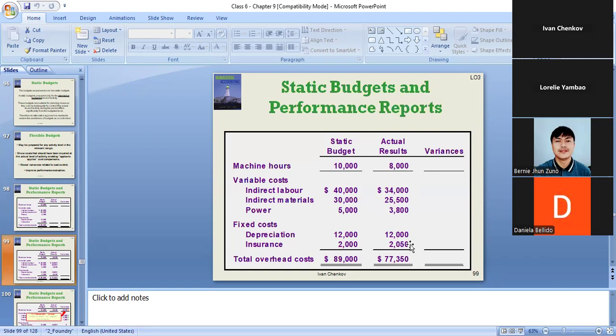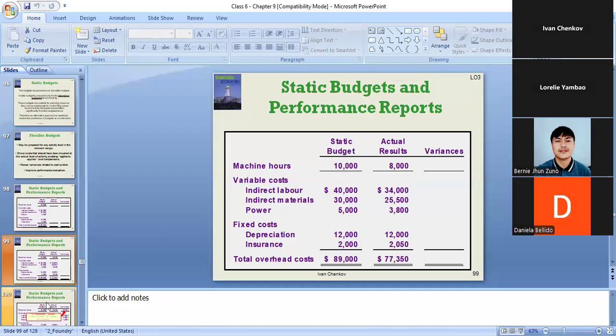We already know that. We already know how the costs behave. Variable cost per unit stays the same. Fixed cost in total stays the same. So what drives the variable cost is the number of units. Obviously, if we're using the machine for fewer hours, our variable cost all across will be less.